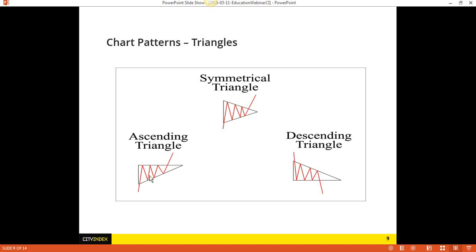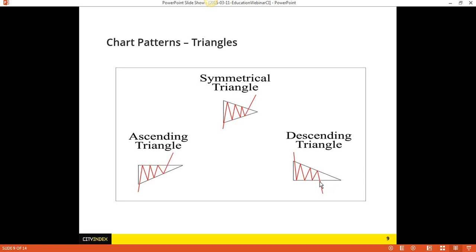Oftentimes you'll see ascending triangles after moves up, within uptrends. And then descending triangles are after moves to the downside, or downtrends. So here, in a descending triangle, you have a horizontal lower border and a descending upper border. Okay, and that's biased to the downside. But really, you'll find that these triangles can break either to the upside or to the downside.